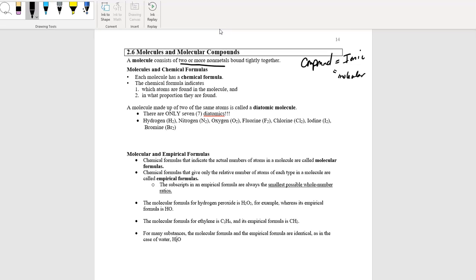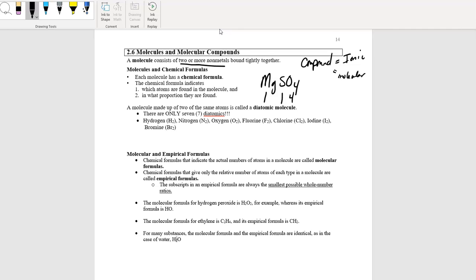Now, what does the formula always tell you? Well, if I had something like MgSO4, first it tells me which atoms are in this molecule or compound, and it also tells me the number of each. So I know I have 1 magnesium, 1 sulfur, and 4 oxygens in this compound. In every chemical formula, it tells you who the players of the game are, and how many you have of each one.